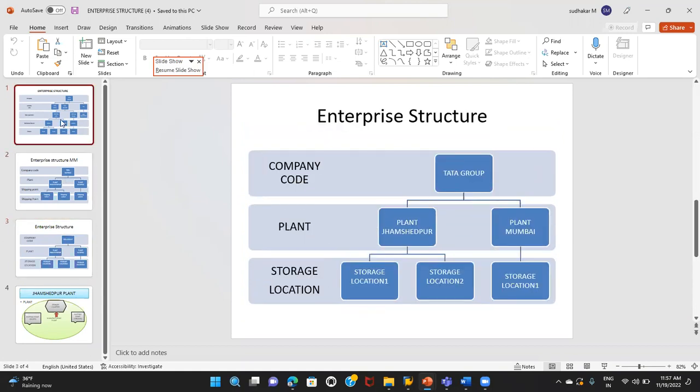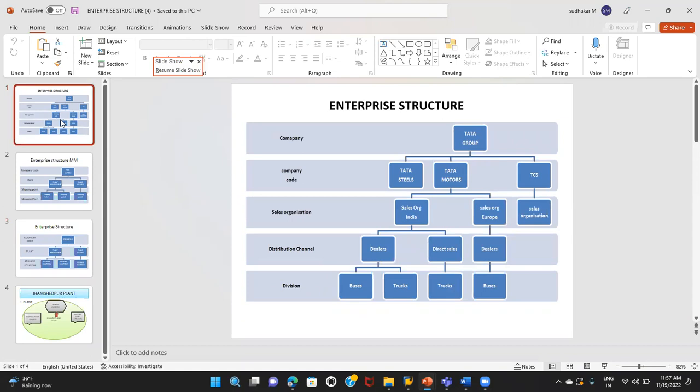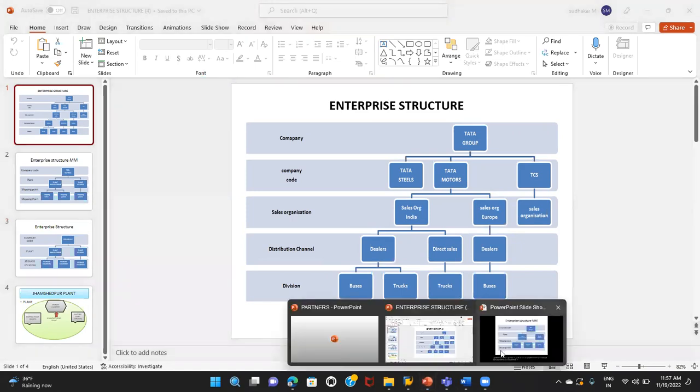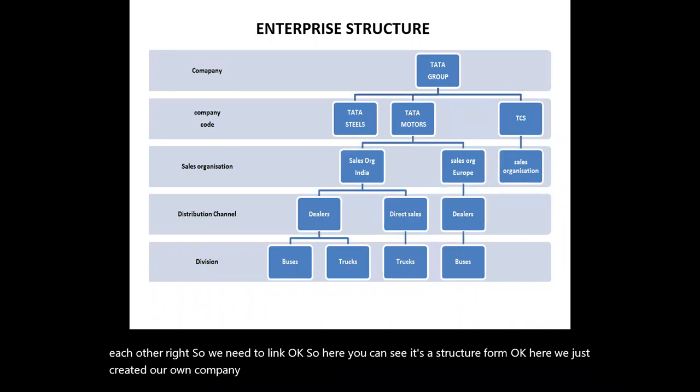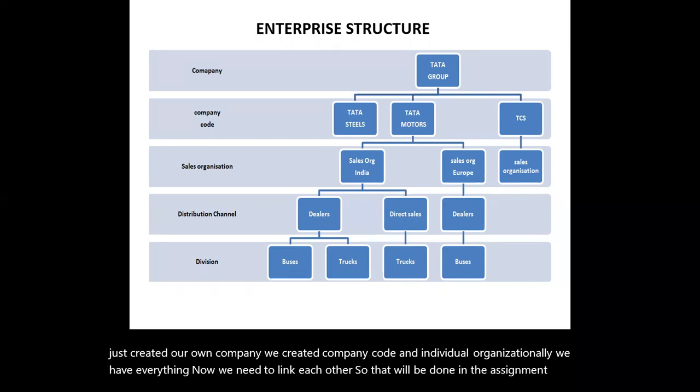As of now, we just defined them. Now we need to link each other. Here we can see it in a structure form. We created our own company, company code, and individual organizational units. Now we need to link them, and that will be done in the assignment part. We need to assign each other.